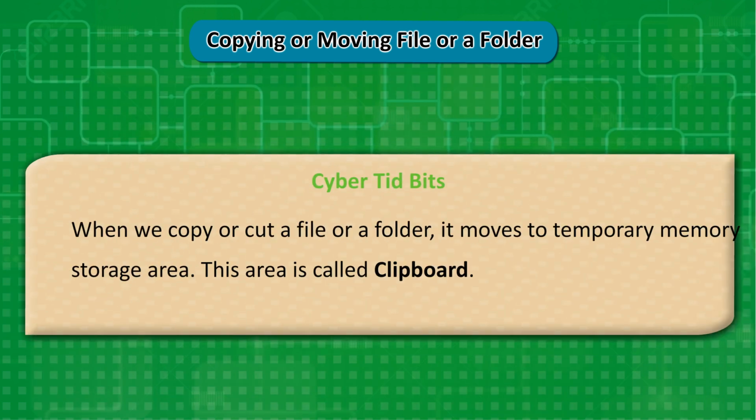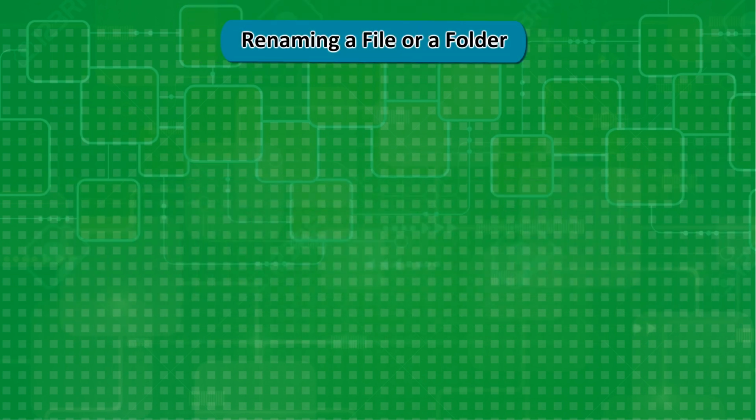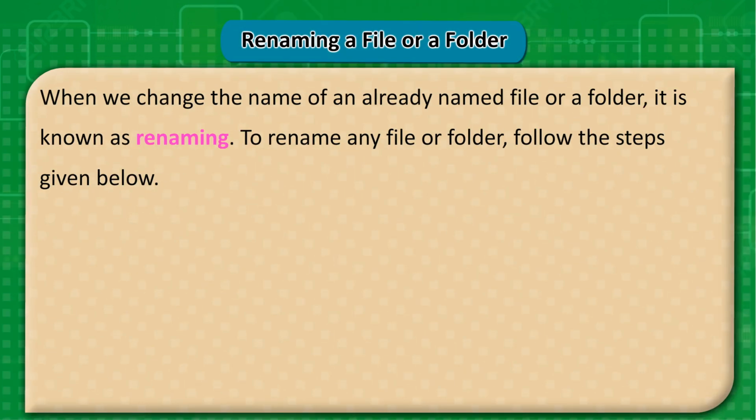Cyber tidbits. When we copy or cut a file or a folder, it moves to a temporary memory storage area. This area is called clipboard. Renaming a file or a folder. When we change the name of an already named file or a folder, it is known as renaming. To rename any file or folder, follow the steps given below.